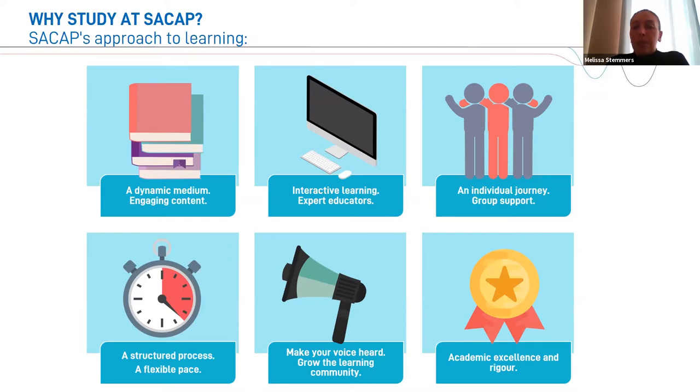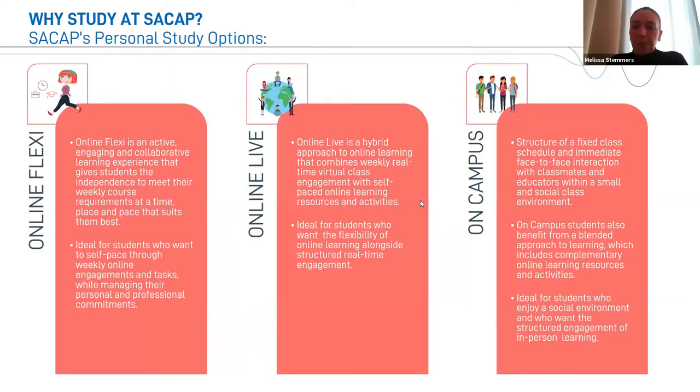So moving on to SACAP's personal study options. As mentioned before, SACAP has two different modes of learning, namely face-to-face and online. Within the online campus specifically, we have two different study options. The first option is one that we call online flexi. It's an engaging, active, and collaborative learning experience that gives students the independence to meet their weekly course requirements at a time, place, and pace that suits them best.